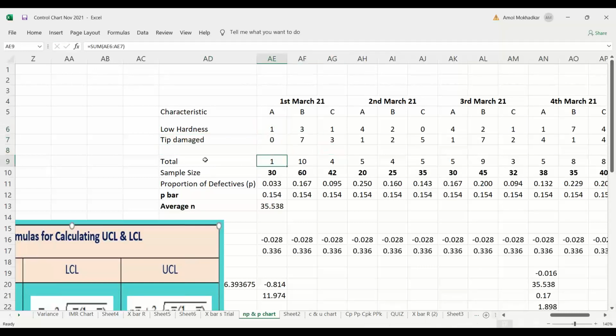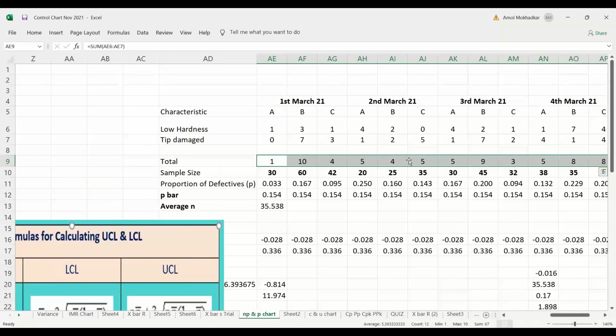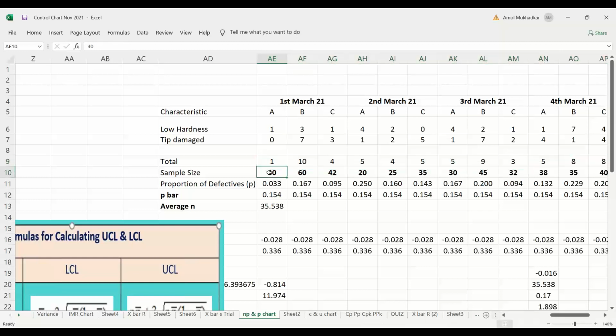And total number of defectives I have written here. So total number of defectives are 1, 10, 4, 5. All these are the number of defectives produced, and the sample size. So every day you have produced 30, 60, 42, 62.